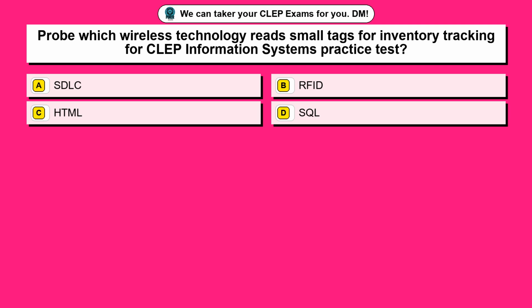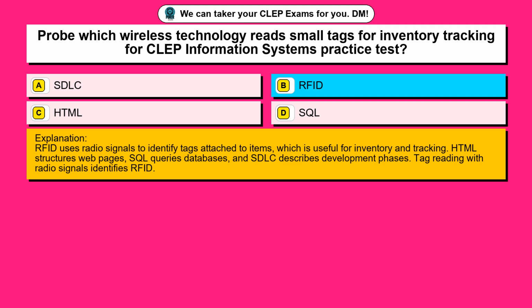Question 60. Probe which wireless technology reads small tags for inventory tracking for CLEP Information Systems practice test. Option A. SDLC. Option B. RFID. Option C. HTML. Option D. SQL. The correct answer is option B. RFID. RFID uses radio signals to identify tags attached to items, which is useful for inventory and tracking. HTML structures web pages, SQL queries databases, and SDLC describes development phases. Tag reading with radio signals identifies RFID.